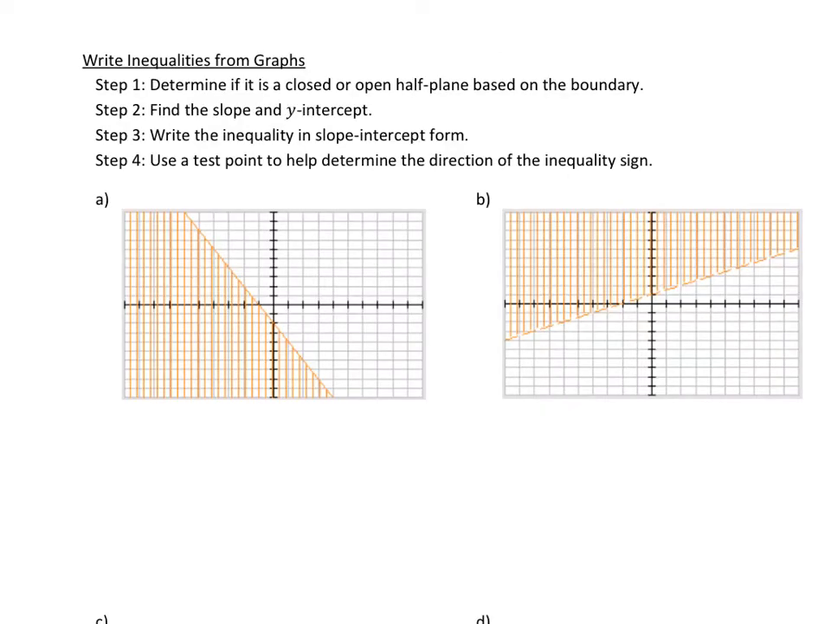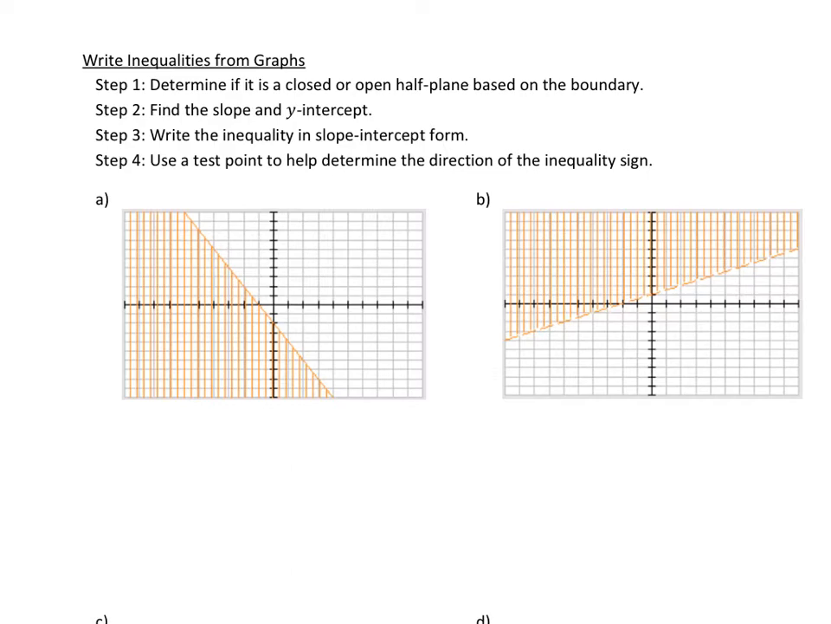Writing inequalities from graphs. Step 1: determine if it's a closed or open half plane, based on the boundary. So again, if it's a solid line, it's closed. Dotted line, it's open. Step 2: find the slope and y-intercept. Step 3: write the inequality in slope-intercept form. And then use a test point to help determine the direction of the inequality sign.